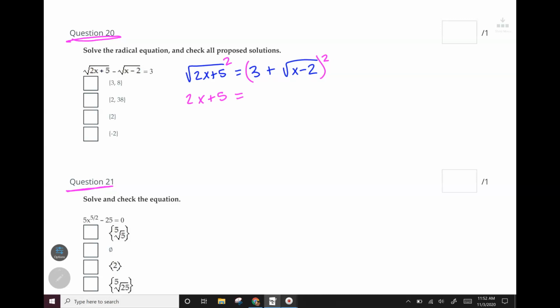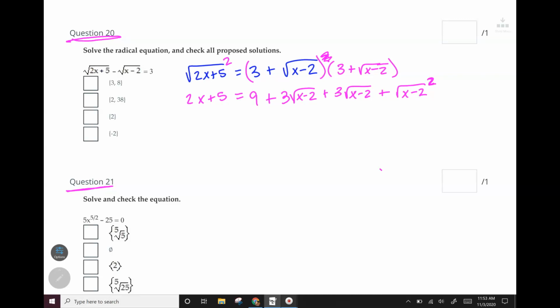But on the right-hand side, it gets messy because now you have to FOIL that. That's 3 plus the square root of x minus 2 times 3 plus the square root of x minus 2. If it helps, you can just write it out. 3 plus the square root of x minus 2. And then the squared goes away. Now you have to FOIL that. So 3 times 3 is 9. Plus 3 square root of x minus 2. Plus 3 square root of x minus 2. Plus, and then the square root of x minus 2 squared. Multiplying it by itself, so just squared.